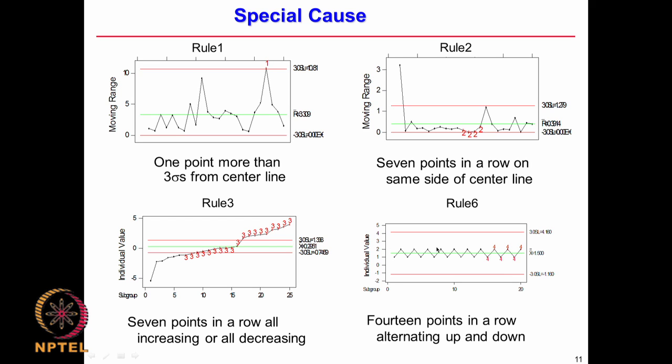14 points going up and down, up and down, up and down with respect to the mean. So obviously there is a problem. You do not have to question why 14, why not 16, yes it could be, but as I said it is just taken based on experience.